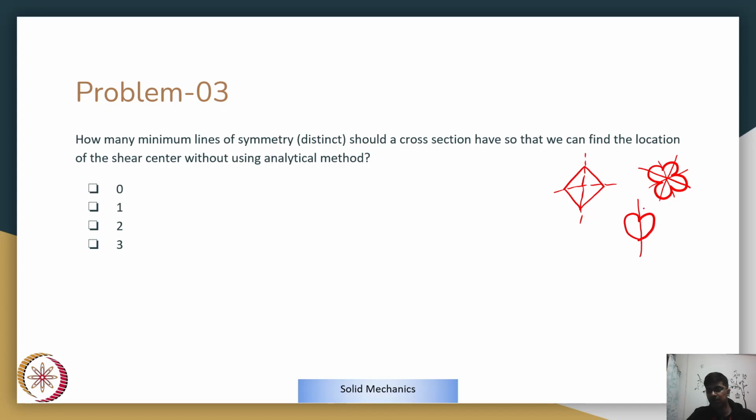In the heart-shaped cross section which has only one line of symmetry, you know that the shear center is constrained to be on this line, but you do not know where exactly. But if you have a second distinct line of symmetry, then these two lines would intersect, and the intersection point which lies on both symmetry lines becomes your shear center. So at the bare minimum, you need two distinct lines of symmetry which would intersect and give you your shear center.